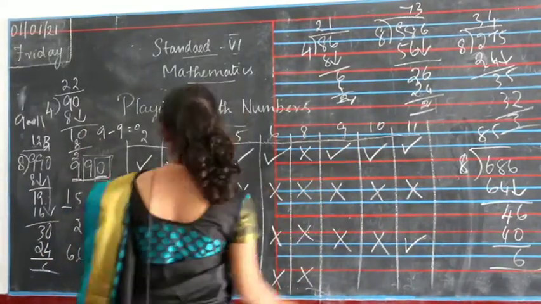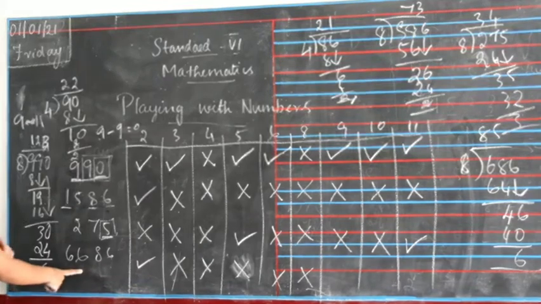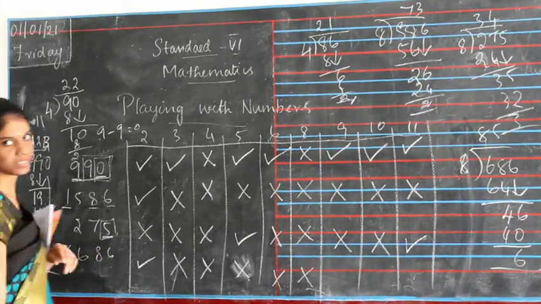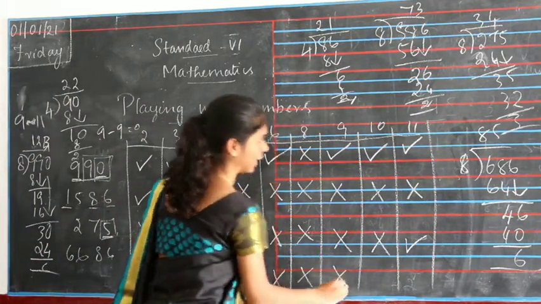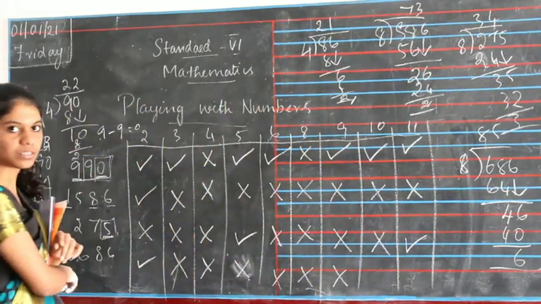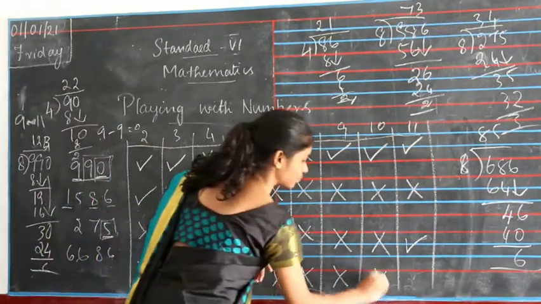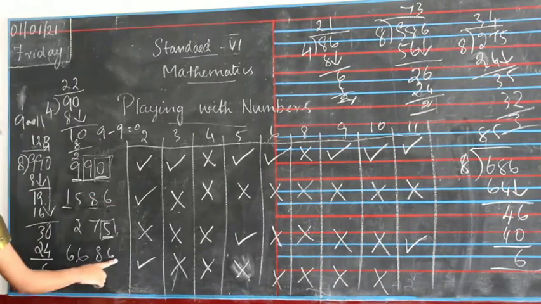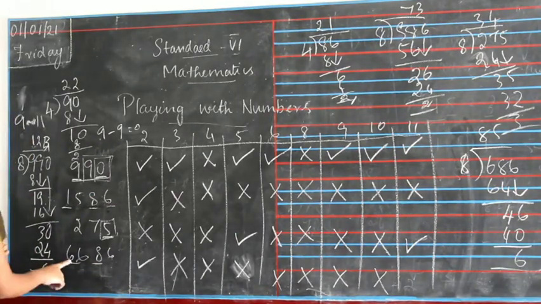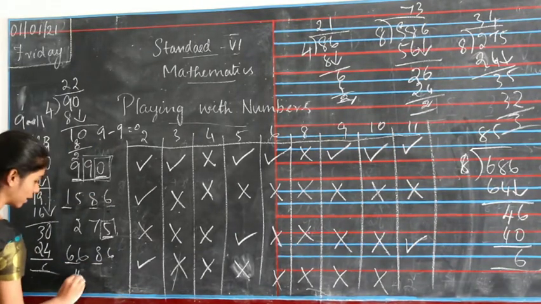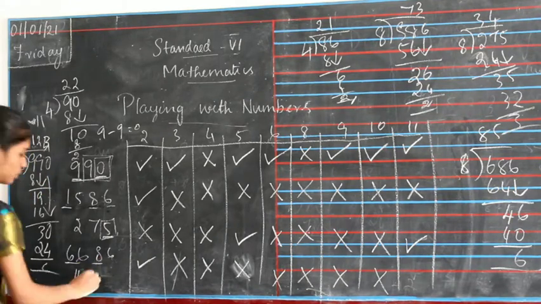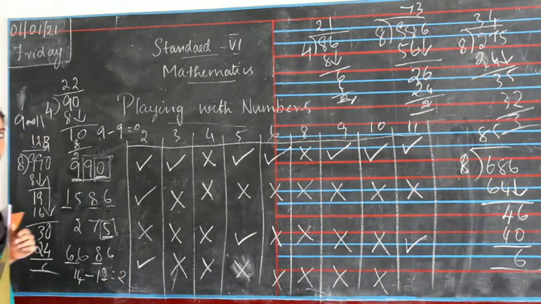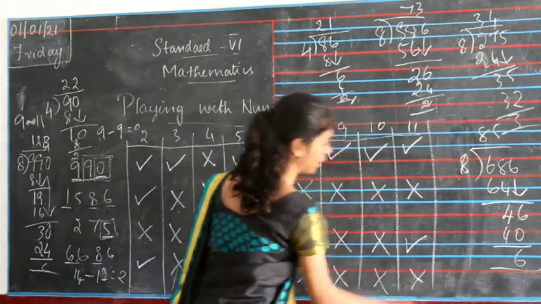And for 9, you should add them. 6 plus 6, 12. 12 plus 8 will be 20. 20 plus 6 will be 26, which cannot be divided by 9. And for 10, it should have 0 at the end. No. Okay. For 11, you have to add this one and this one first. 6 plus 8 will be 14, minus 6 plus 6 will be 12, which will give you 2. So this cannot be divided by 11 either.